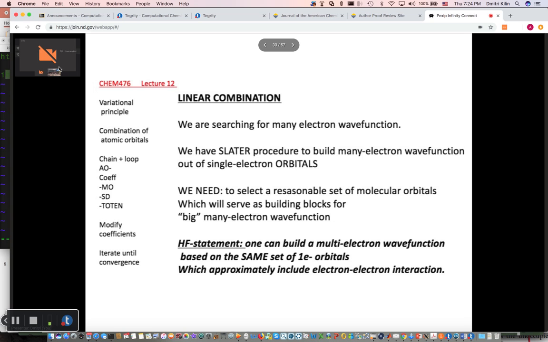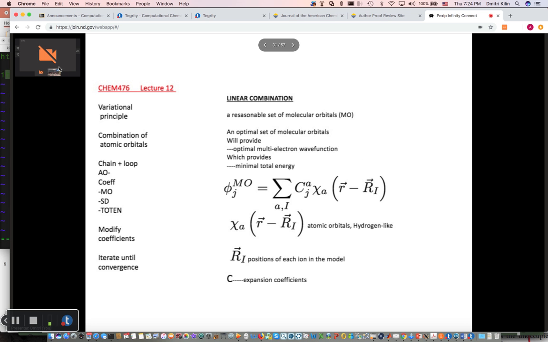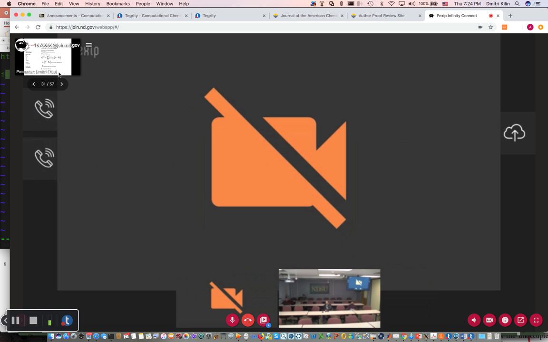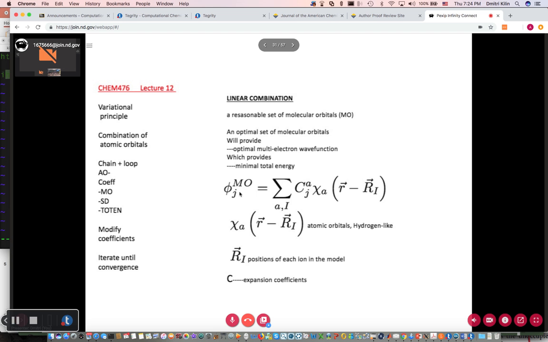We need to make a smart design of the functional form of one-electron wave functions, and we have partially covered it in the lab a week ago. So let me focus your attention on the first equation here. The chi sub A is the atomic orbital.